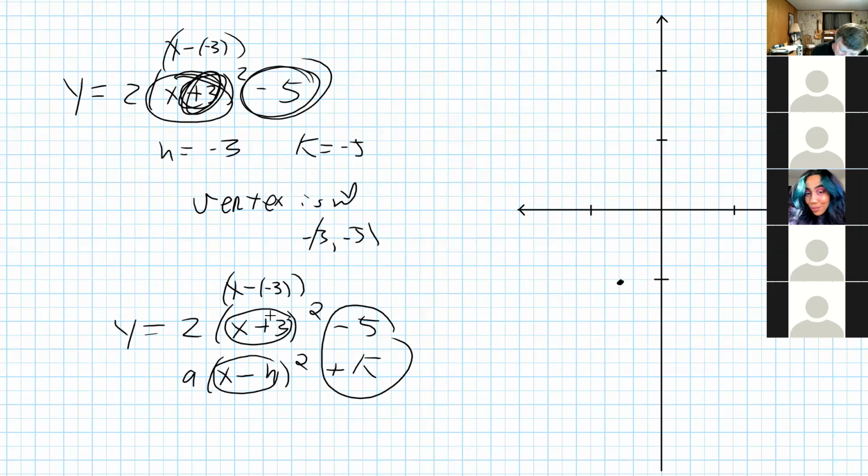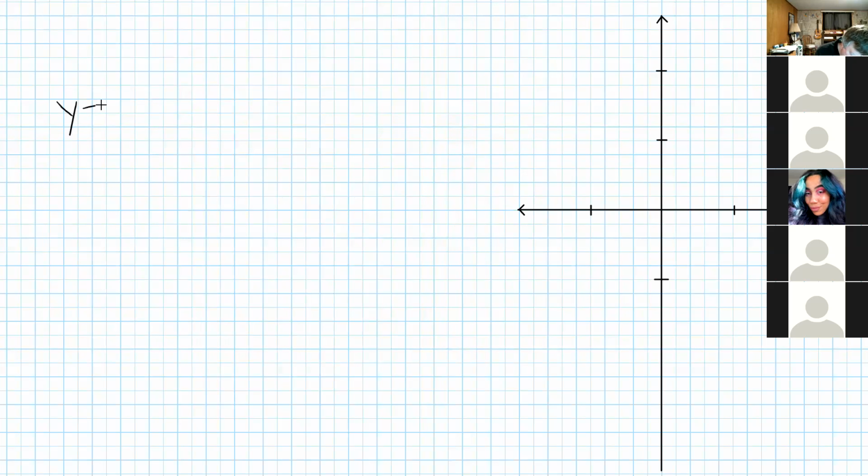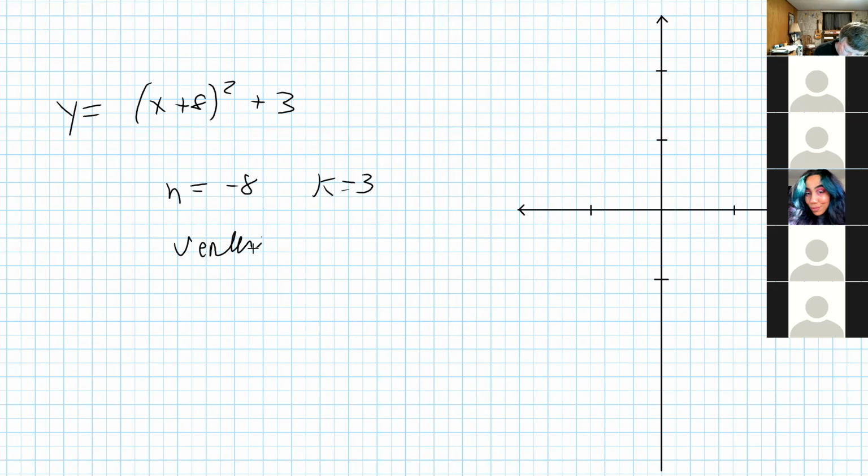I don't know. It's the inverse of what's inside. Let's take a look at another one. Let's say I've got y equals (x plus 8) squared plus 3. H would be -8. K would be 3. The vertex would be at -8, 3. It's the inverse of what's inside and obvious of what's outside.